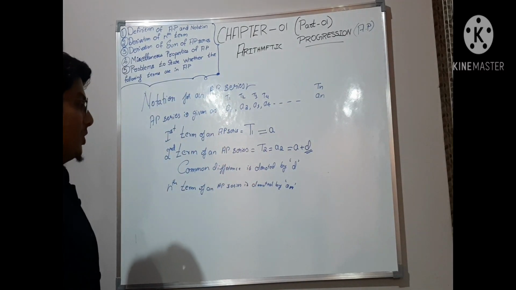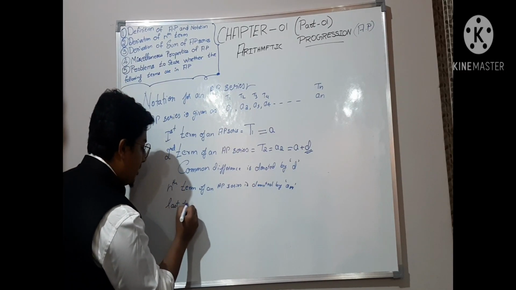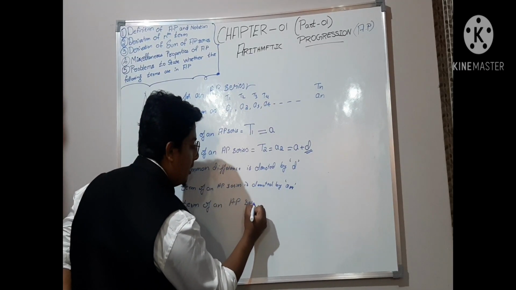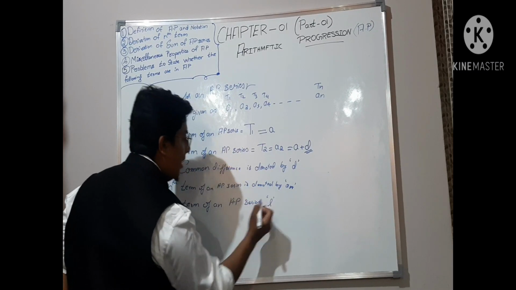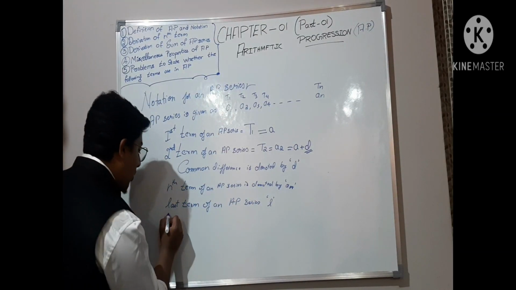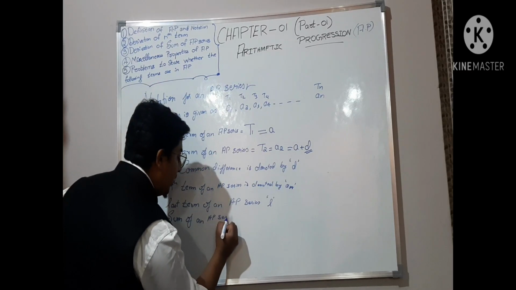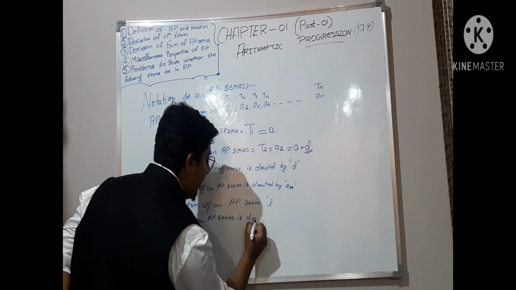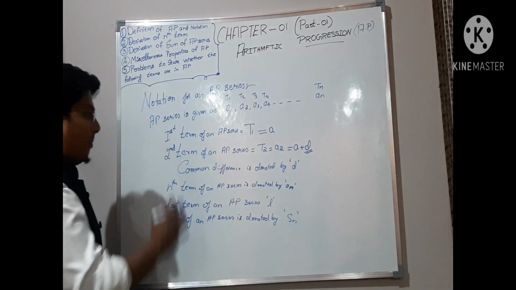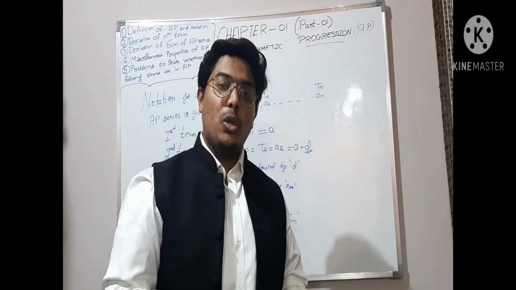Nth term of an arithmetic progression series is denoted by AN. We also have the last term of an arithmetic progression series, which is denoted by L. The sum of an arithmetic progression series is denoted by the symbol S. So these are the notations which we use in arithmetic progression to solve the problems.